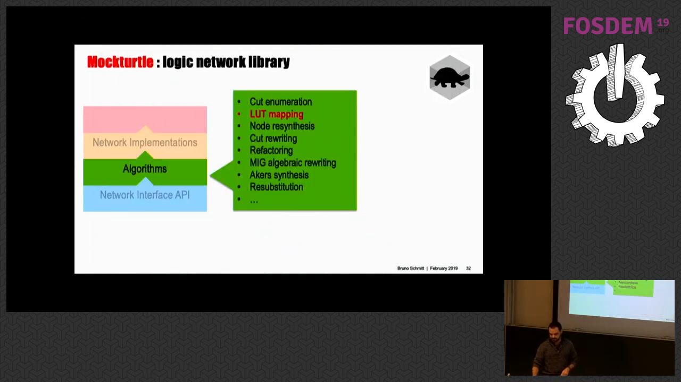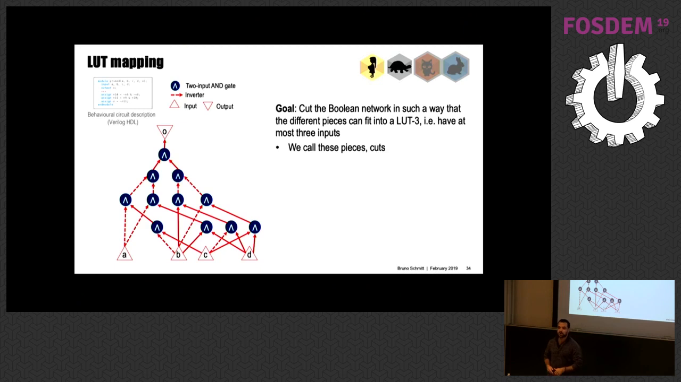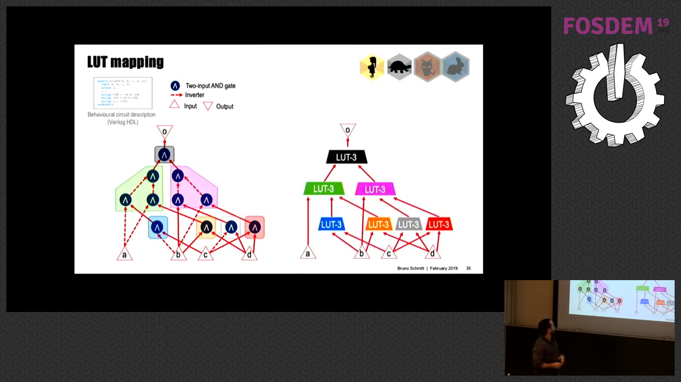So let's begin with the LUT mapping. Basically, our goal is to cut our Boolean network in a way that the different pieces can fit into our LUT3 primitive. And we call these pieces cuts, so we cut it into cuts. And there are many different ways to do that. So basically, we could do it like this. And you see that our resulting LUT network would use seven LUTs. But of course, there are many ways of actually cutting a network.